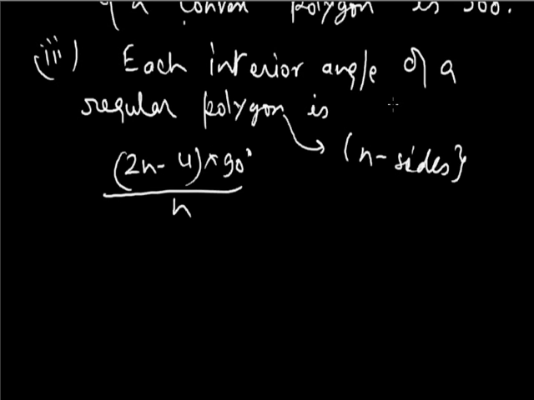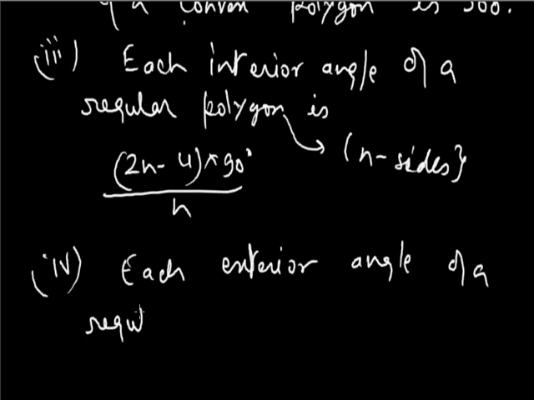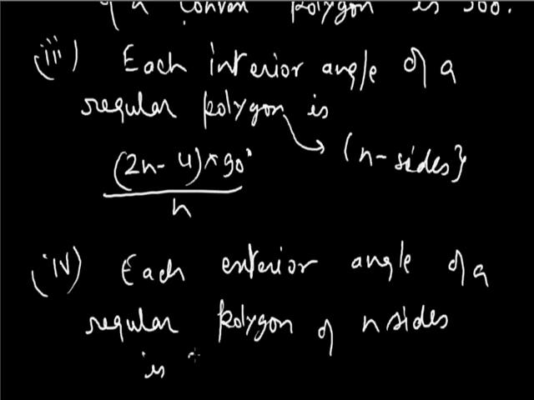Alright, so we obtain n vertices in an n-sided polygon, and n vertices lead us to n angles. So each interior angle of a regular polygon which has n sides is 2n minus 4 into 90 degrees divided by n. This is the measure of one interior angle of a regular polygon of n sides. The fourth point is that each exterior angle of a regular polygon of n sides is 360 degrees divided by n, where n is the number of sides.